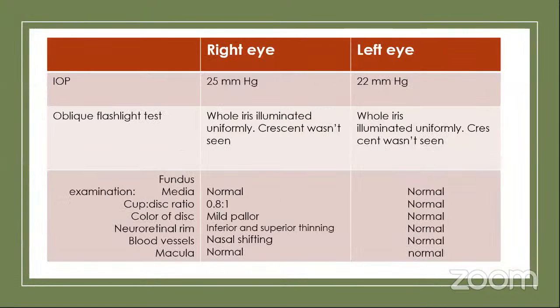IOP was measured by applanation tonometer and it came out to be 25 millimeter of mercury. Oblique flashlight test was done in which whole iris illuminated uniformly and crescent was absent. Fundus examination: media normal, cup to disc ratio 0.8, color of disc pale, neuroretinal rim showed inferior and superior thinning, blood vessels showed nasal shifting, macula is normal.